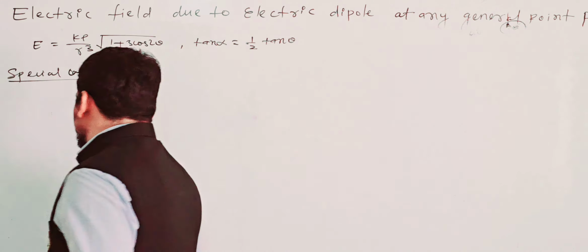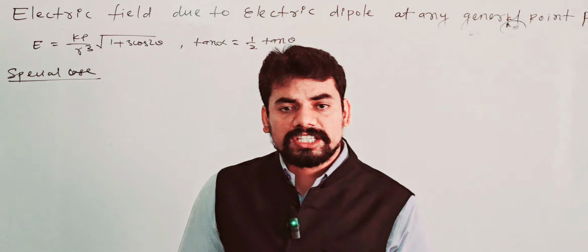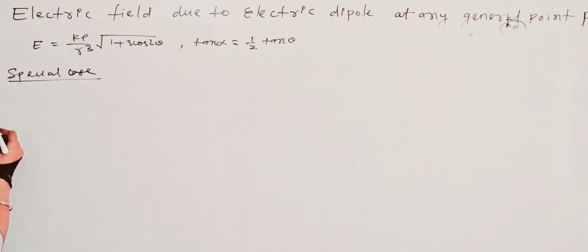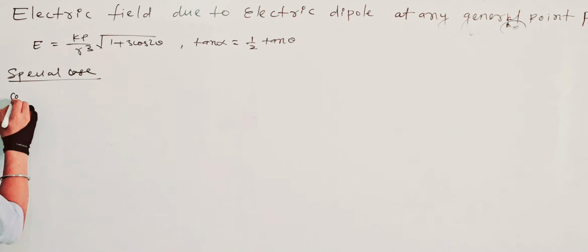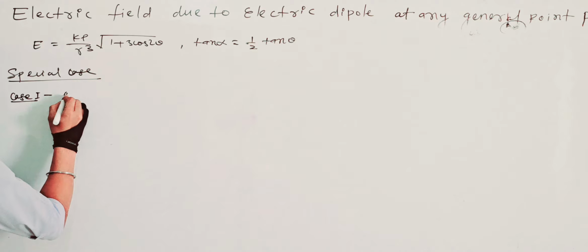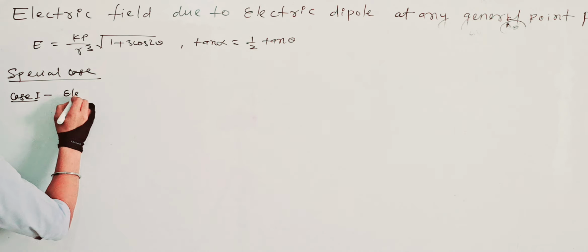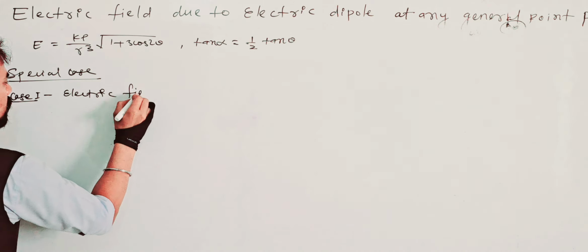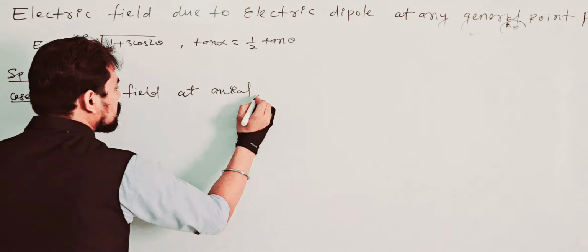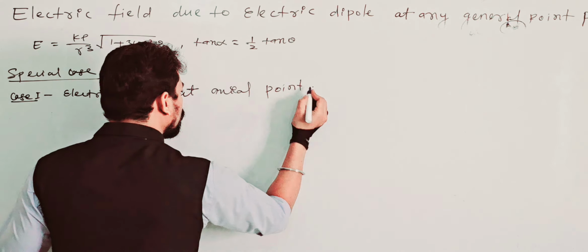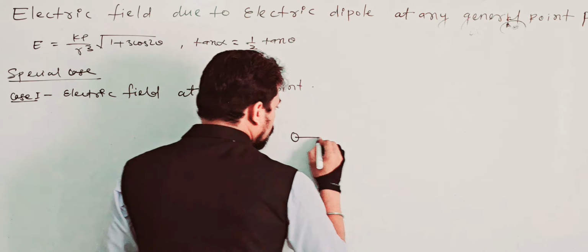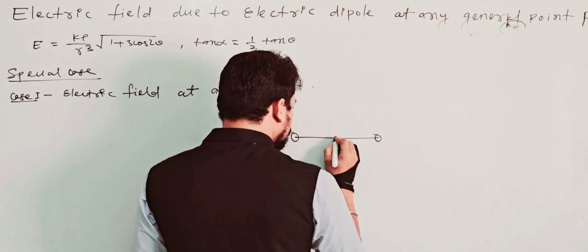Okay, so special case means we will talk especially about the axial and equatorial points. We discussed the general point. Like, first point, we will write case first. What is case first? We will write, right? Electric field at axial point. Where? Axial point. The thing is, what is axial point? Axial point is the point that lies on the axis of the dipole.